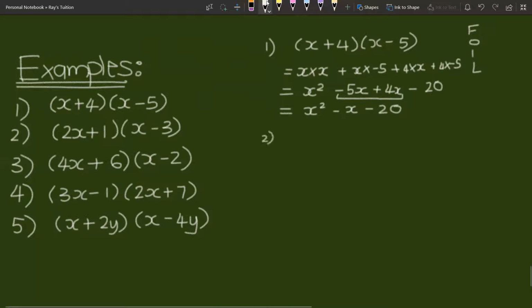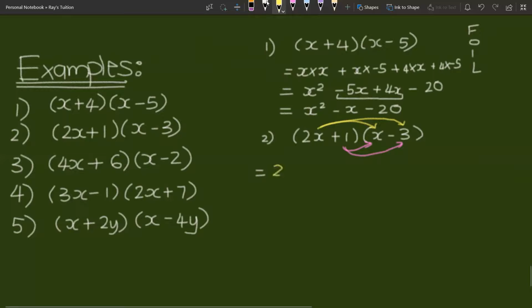So then let us do number 2. So it's 2x plus 1 times x minus 3. This one here, I'll use the double distribution. So I'll distribute the first term to both terms in the second bracket, and then I'll distribute the second term to both terms in the second bracket. You're more than welcome to use whichever method you feel comfortable with. You will get the same answer if you've done it correctly.